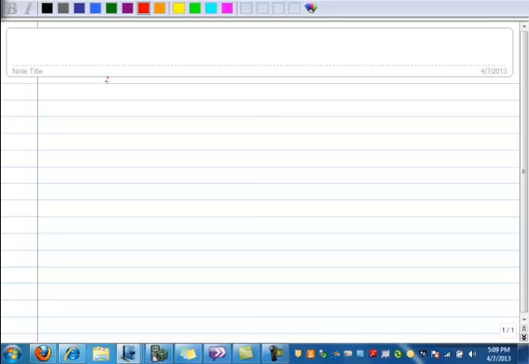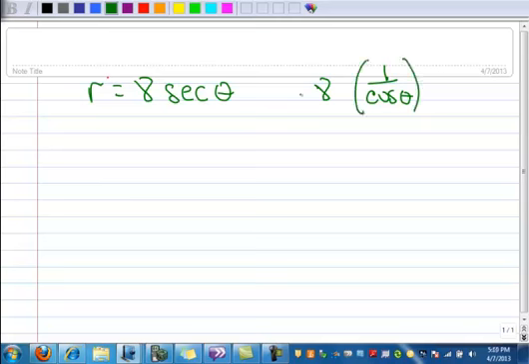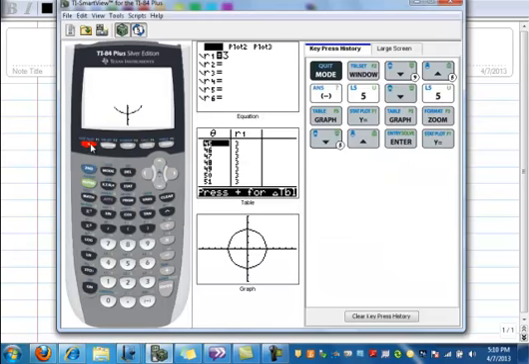Alright, so here is an equation: r equals 8 secant theta, and I can graph it to look at that. Let's graph that a minute. When we graph it, we're going to have to graph that as 8, and then we've got 1 over the cosine. That's our secant. Let's pull that up and see what that looks like.